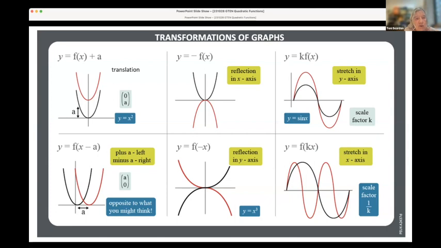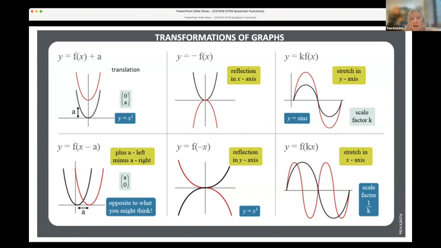So what is drawn there as a black graph goes up to give the red graph, and the black graph is y equals x squared. And if you've got the function f of x minus a, it works for all functions, but here we show it for the black graph y equals x squared. And here it's shifted to the right, and it's opposite to what you might think, perhaps.